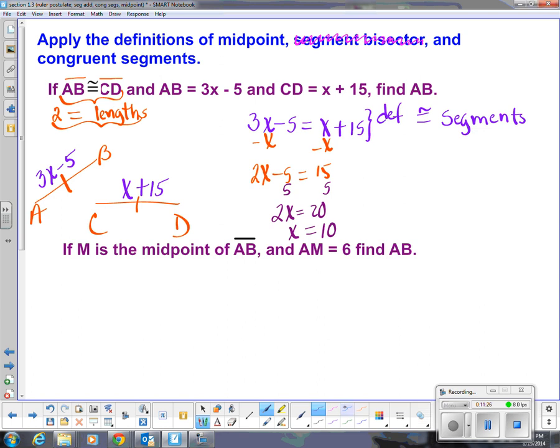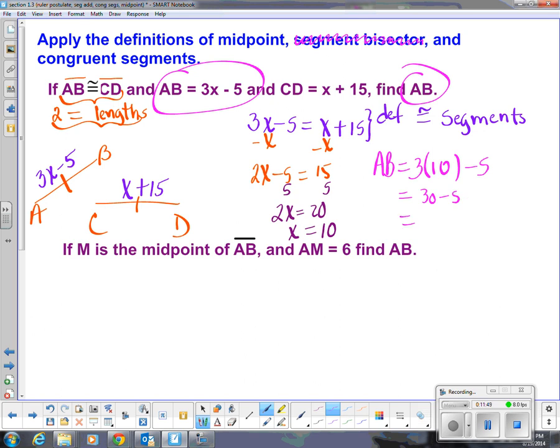Now, did I ask you to find x? No, I did not. I asked you to find AB. Nothing on top, that means distance. And I must always not let you stop at x. I'm going to ask you for more. What is AB? Well, AB is 3 times x minus 5. Notice the space I left. What is x? Oh, that is 10. So AB is going to be 30 minus 5, or AB is 25.